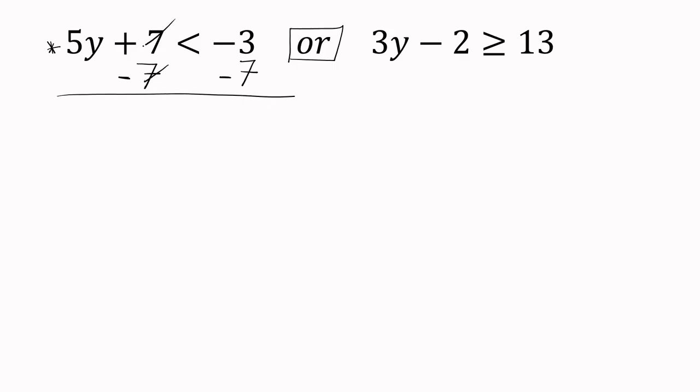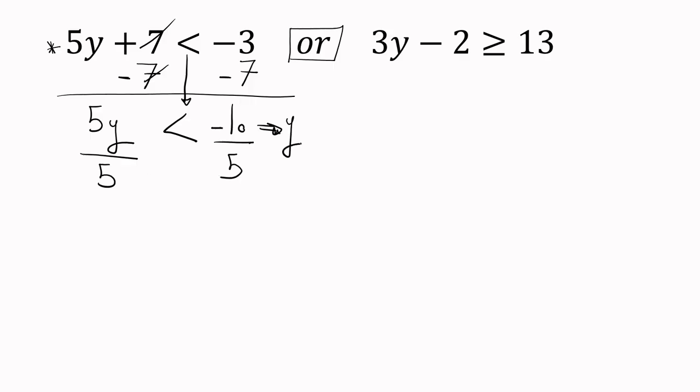These two are gonna cancel each other out, so 5y, I'm gonna bring it down, is less than -3 minus 7, which would be -10. I'm gonna divide both sides by 5. If I do that, y would be less than -2. This is the range for the first inequality.